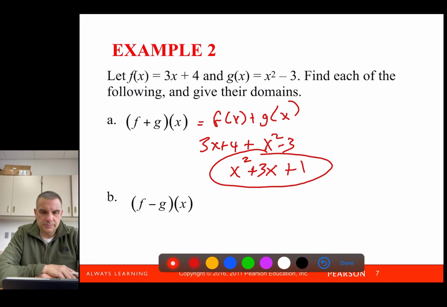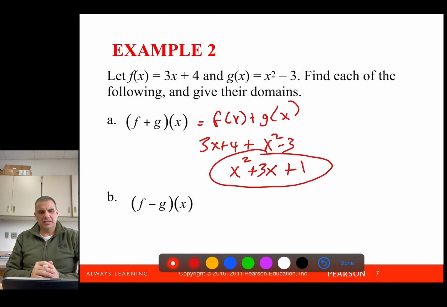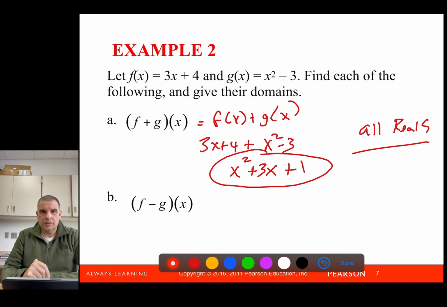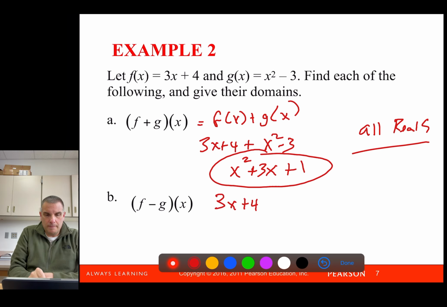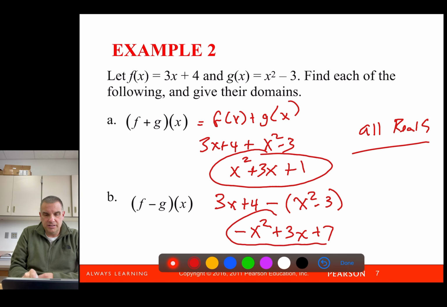Okay. Find the domain. Anytime you get a quadratic, there's nothing in the denominator, so it's going to be all reals. Okay. F minus g. So we've got 3x plus 4 minus, again, inside parentheses, x squared minus 3. So that's negative x squared plus 3x plus 7. 4 minus negative 3 is plus 7. There it is. Again, domain, it's quadratic, all reals.